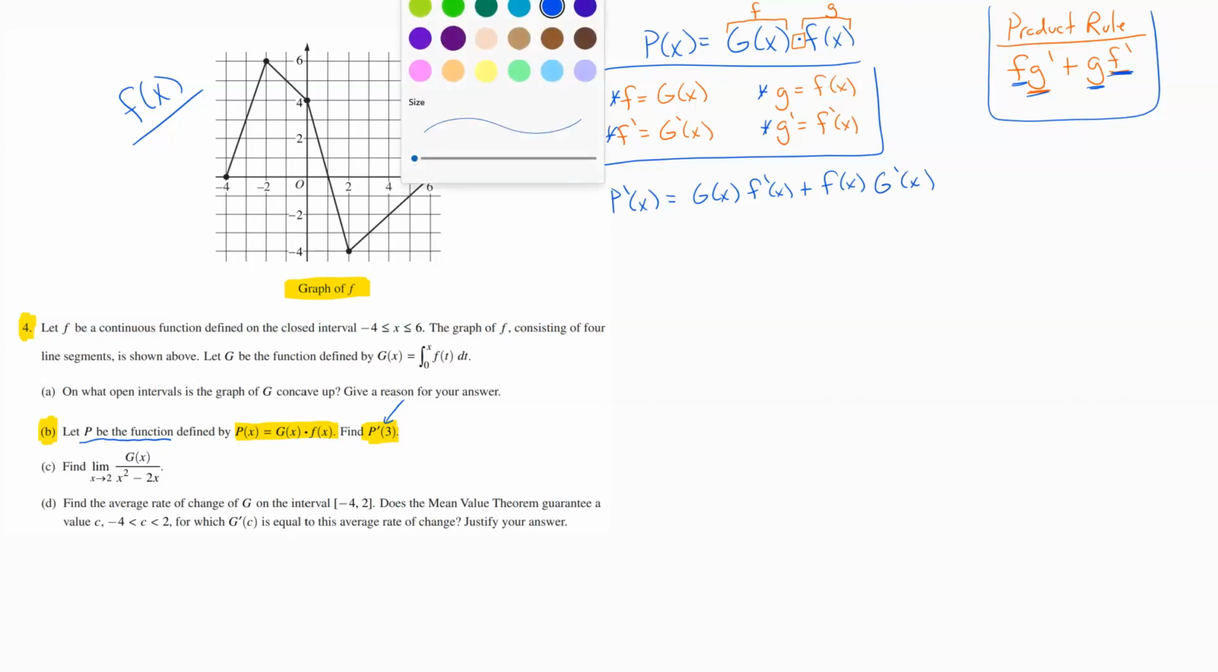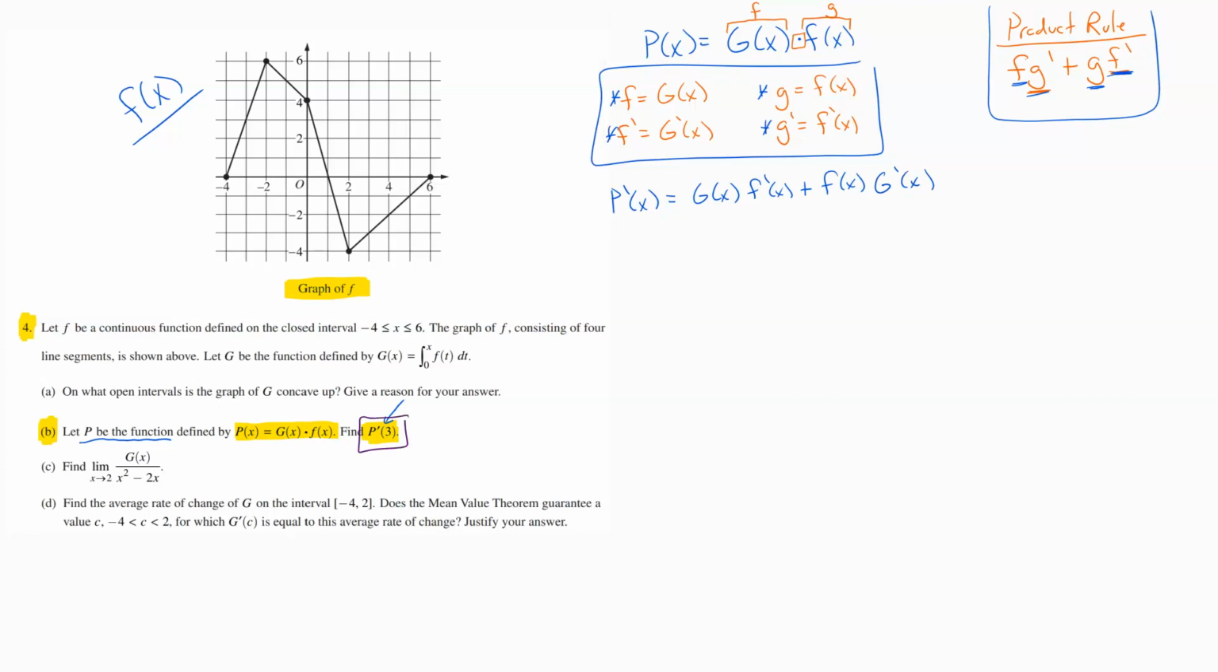Now from there, I specifically want to know what p prime of 3 equals. This just works like normal function notation. Whatever I replace x with there, you replace x with everywhere in the equation. So I want to replace everything with a 3. So this would be g of 3 times f prime of 3 plus f of 3 times g prime of 3. So now we need to go through and find values for each one of these pieces.